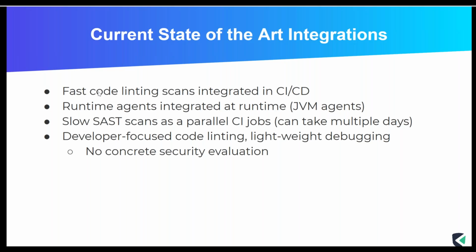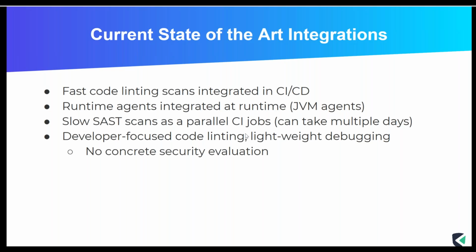You can do that. The other approach would be to use runtime agents integrated at runtime. So JVM agents, which you attach to your processes, and they'll try to catch whether the strings coming in on this route are SQLi or not. So at runtime. The other approach is slow SAST scans, which run in parallel in CI jobs. So you create a separate job, and these are very slow. I have dealt with folks who run this for multiple days. They run scans for whole weekends, and they just keep on waiting for like 5 days to get 10,000 results.